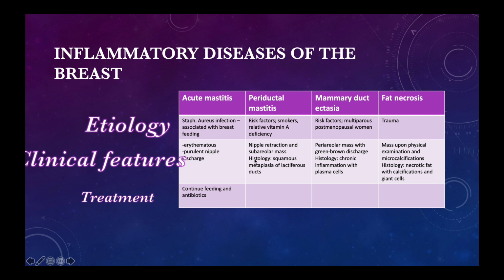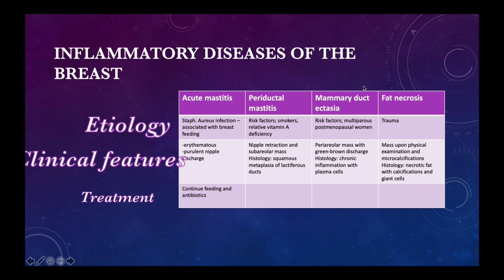With periductal mastitis, because it's the subareolar duct that's affected, the patient can present with nipple retraction and a subareolar mass. We may be able to palpate some sort of mass just behind the nipple. And as I mentioned before, because of the vitamin A deficiency, squamous metaplasia of the ductal epithelium occurs, which we'll be able to see upon biopsy.